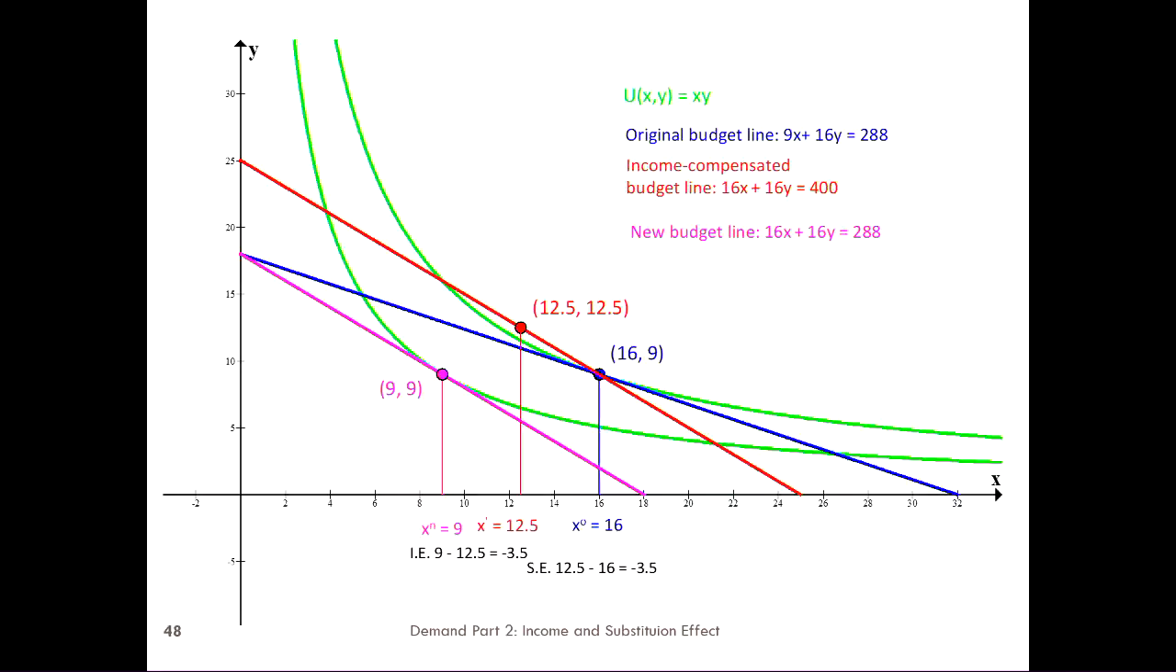All right, so again, let's take a look at what it looks like graphically. With the Slutsky method, we take the new prices, so we're going to have the same slope with the new budget line, that is the pink budget line, but we're going to increase income such that they have enough income to just afford the original bundle, 16, 9. So we saw that you have to give them a nominal income of $400, such that at the new prices of 16, 16, they can just afford the original bundle 16, 9. So the income compensated budget line is 16x plus 16y equals 400.